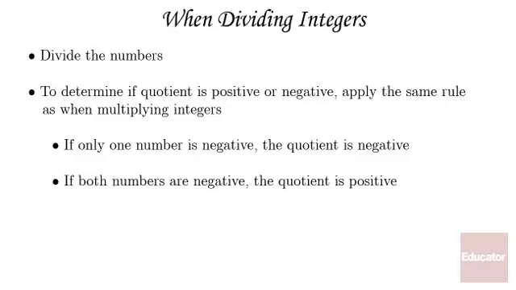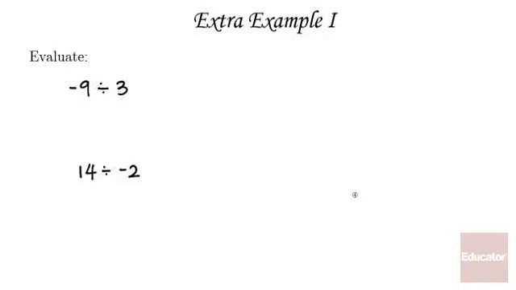So when you divide integers, you're going to divide the numbers, and you're going to apply the same rule as when you multiply integers. Okay, so if only one number is negative, then the quotient is going to be negative. If both numbers are negative, then the quotient is going to be positive. So let's just do a few examples. The first problem, -9 divided by 3. 9 divided by 3 is 3.